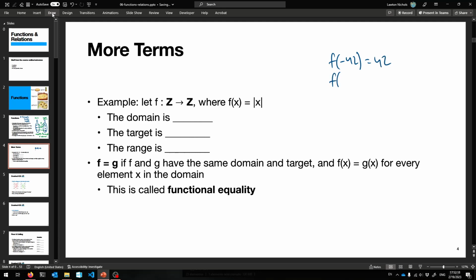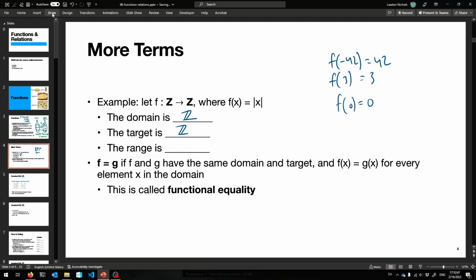F of 3 keeps it as 3 because the absolute value of 3 is 3. F of 0 is 0. It's that function. All right. So what's the domain? What's the target? What's the range is the main question here. Well, the domain is all of the integers. You can only give f an integer. That you can read off very easily. And the target's right there too. It's all the integers. And that's not the same as the range, is it?